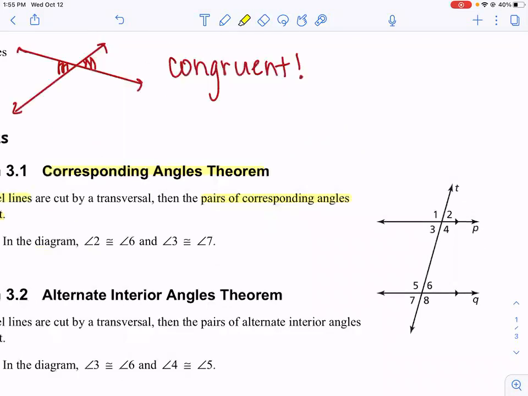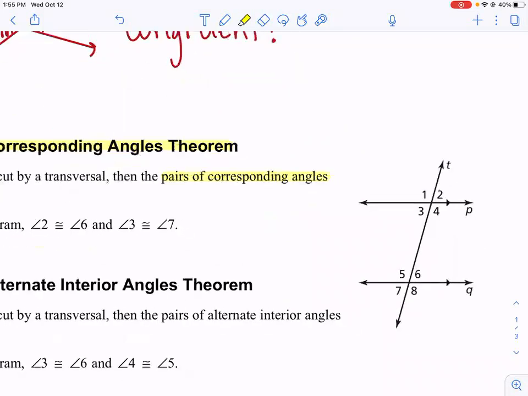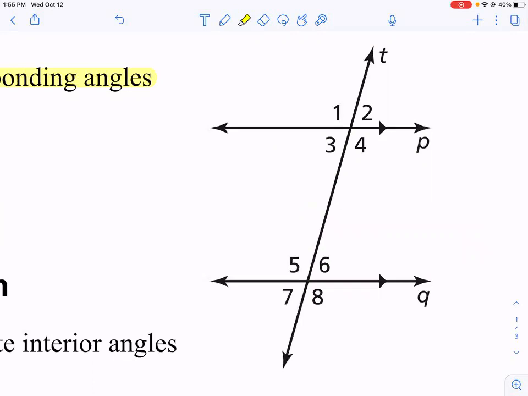Zach, give me a pair of corresponding angles. 1 and 5. 1 and 5 are corresponding. So since line P and line Q are parallel, I know that angle 1 is congruent to angle 5. So if I said angle 1 is 50 degrees, guess what? So is angle 5. As long as P and Q are parallel lines.